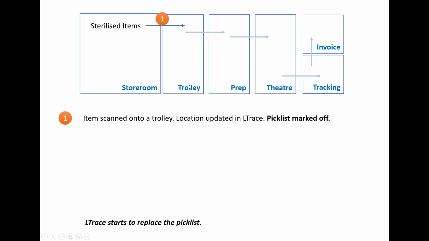And so now the staff are going to be using a pick list that's on a device, and the pick list will automatically be marked off when they scan it. So what you're going to have is a dynamic list on a PDA being updated as staff are scanning items onto the trolley.